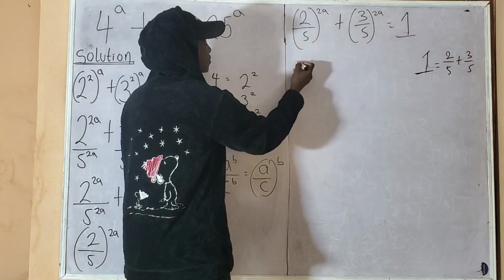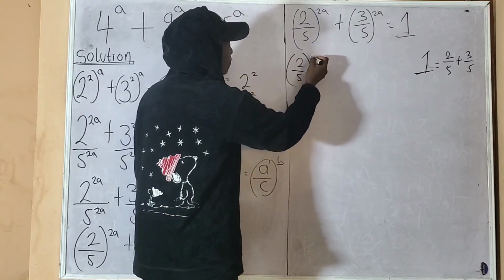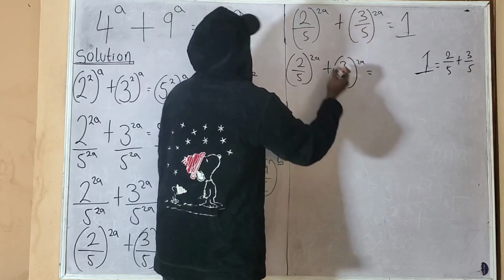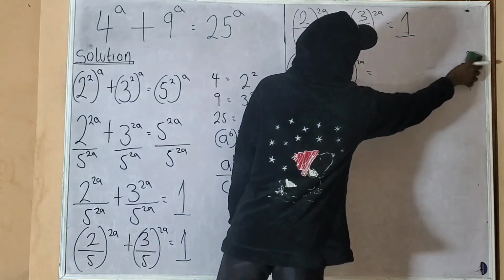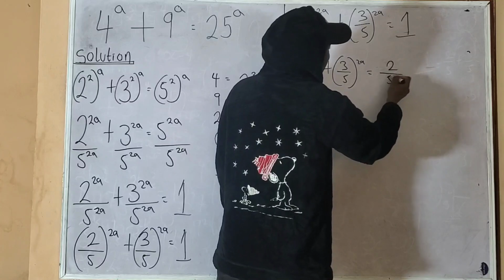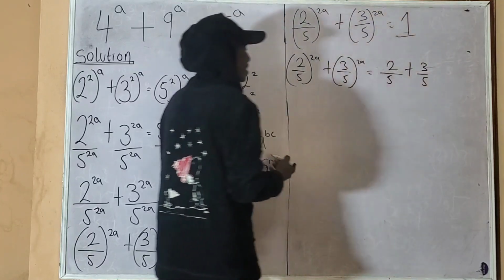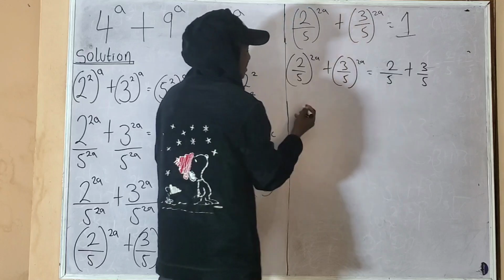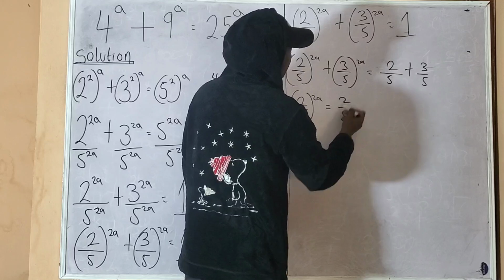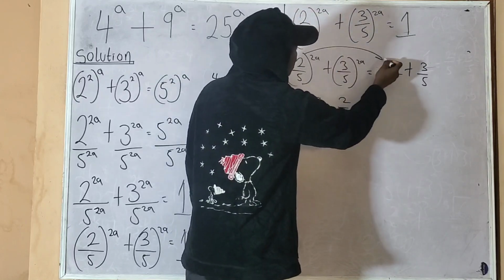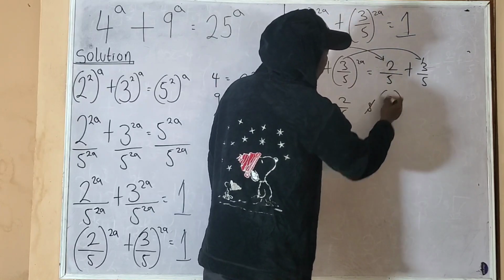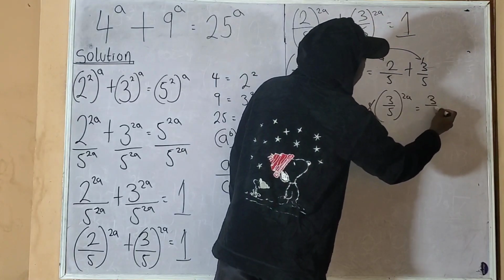So we are going to have 2 over 5 raised to the power of 2a plus 3 over 5 raised to the power of 2a is equal to 2 over 5 plus 3 over 5. Okay, now if you compare both sides, we can say 2 over 5 raised to the power of 2a is equal to 2 over 5. That is, you set this equal to this and this equal to this. Also, 3 over 5 raised to the power of 2a is equal to 3 over 5.